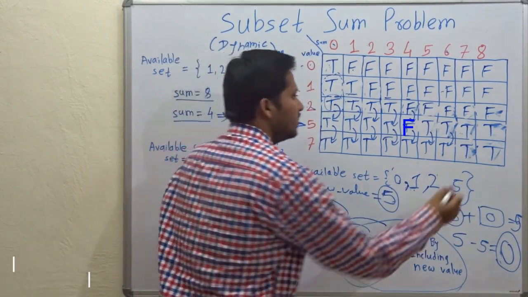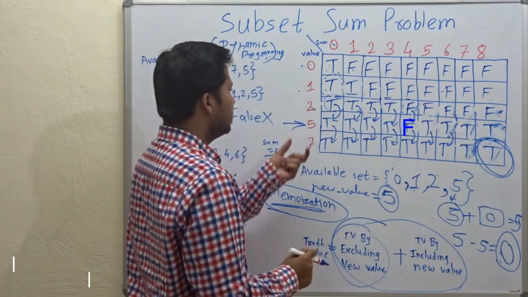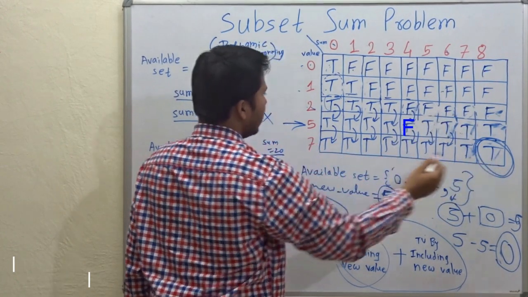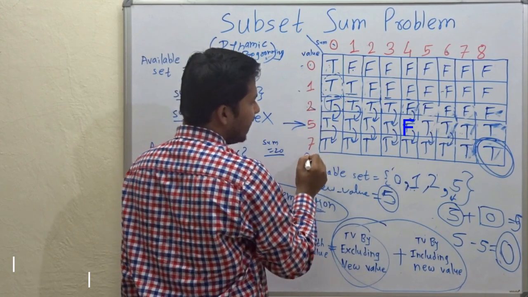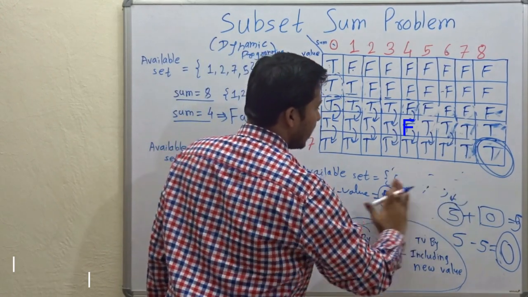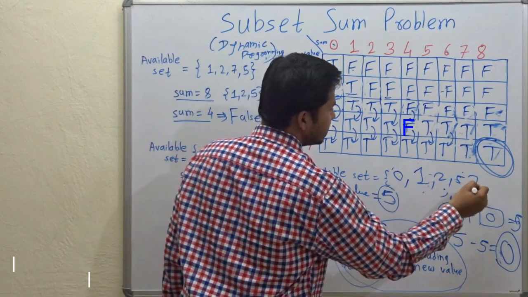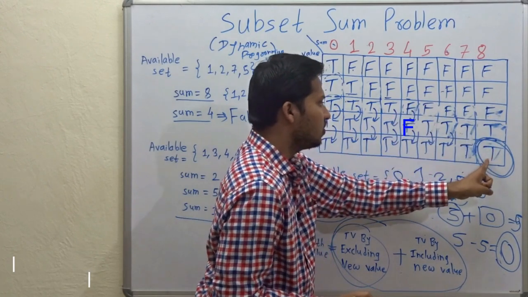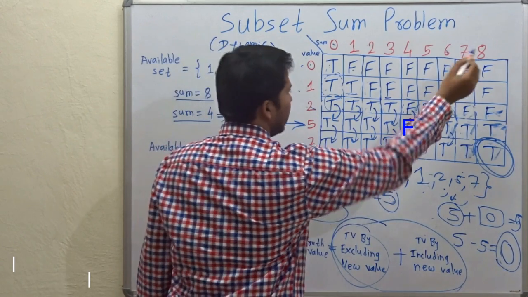Okay. Now this last cell, what does this last cell mean? This means that you can form 8 by using values 0, 1, 2, 5 and 7. So by using 0, 1, 2, 5 and 7, can you form 8? Yes, because the truth value is true. So you can form 8.